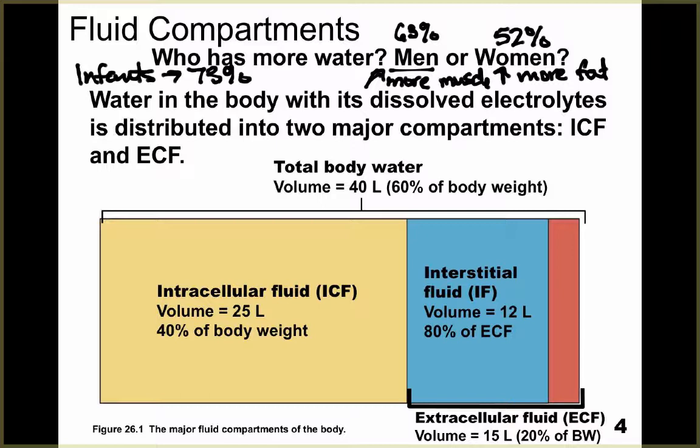When we're looking at water in the body and its dissolved electrolytes, it can be distributed in two major components. The total body water is about 40 liters, with 60% of the body weight on average being water. That's broken down into two main compartments, right? You have what's known as intracellular fluid and extracellular fluid.